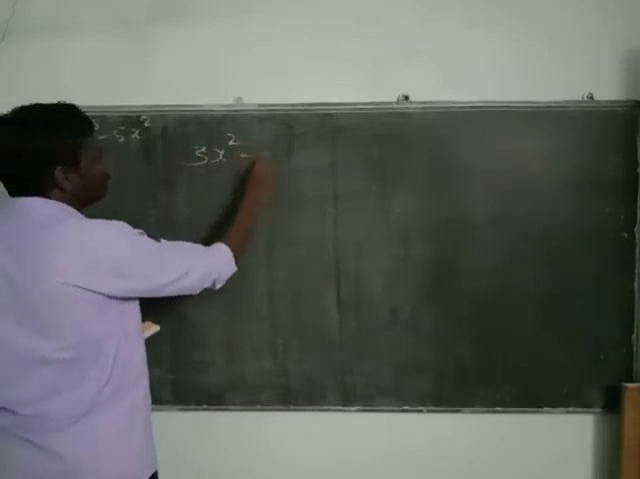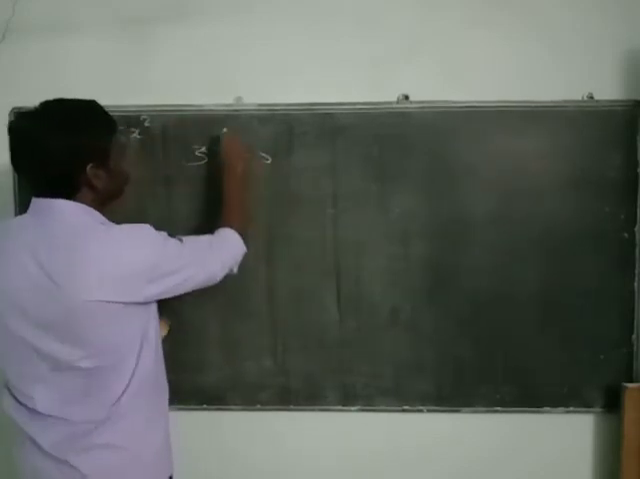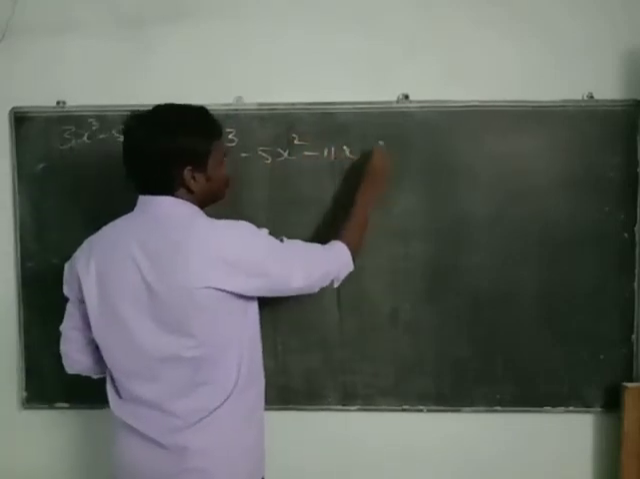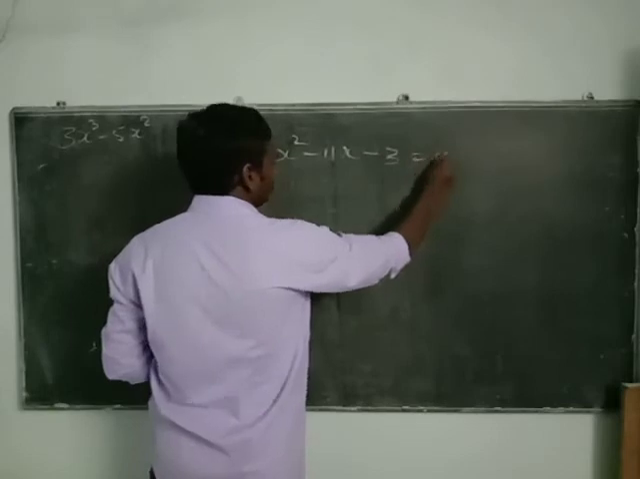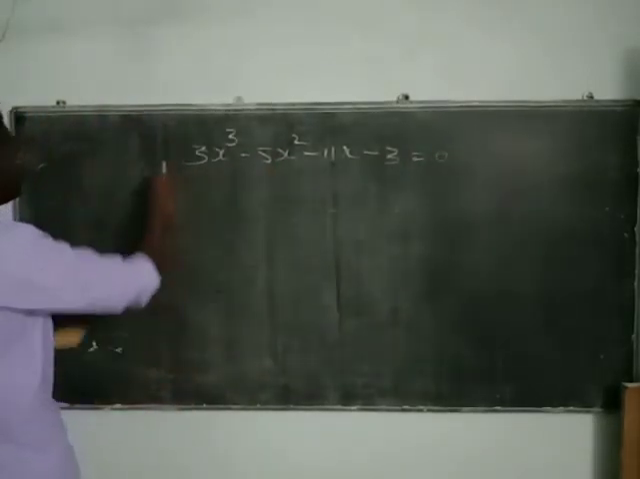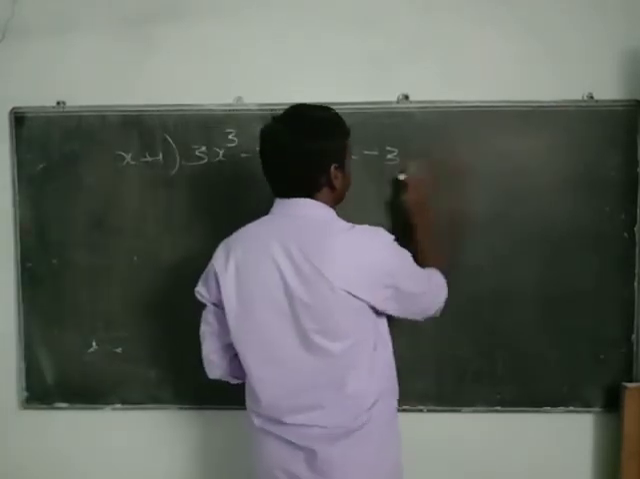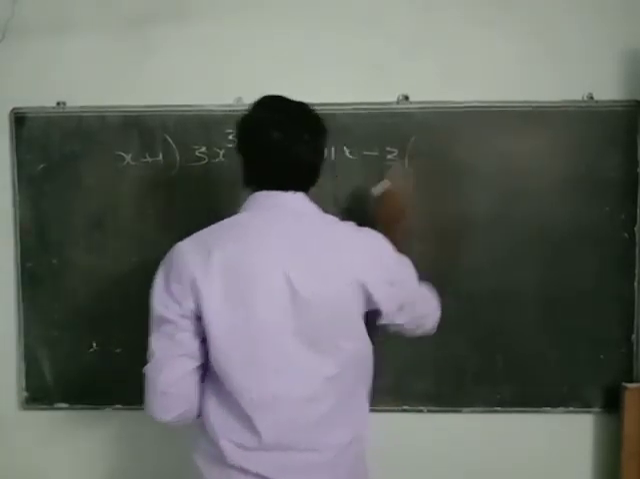3x square minus 3x cube minus 5x square minus 11x minus 3 is equal to 0. So dividing this, as I got a root of x plus 1, I am dividing with x plus 1 here.